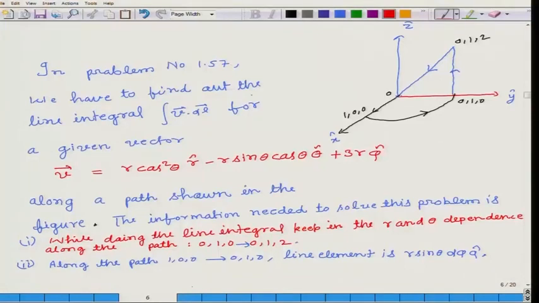We have to find the line integral of v dot dl for a given vector v along the path shown in the figure, that is from O to 1 0 0, 1 0 0 to 0 1 0, then 0 1 0 to 0 1 2, and come back to the origin. The information needed to solve this problem is, while doing the line integral, keep in mind the r and theta dependence along this path.